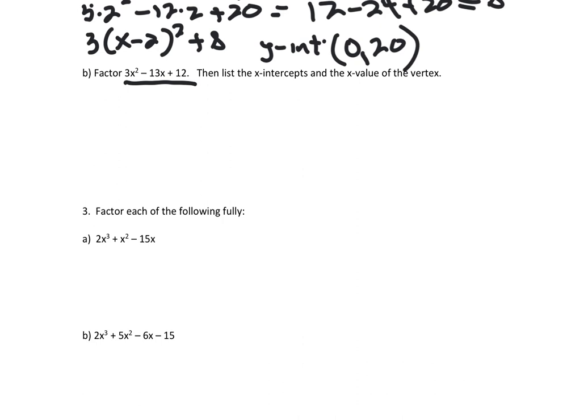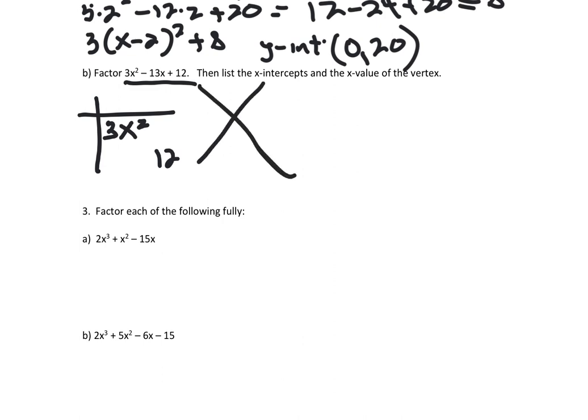So the method we're going to use is where we set up this table and we immediately put in the 3x squared and the positive 12 into these two positions here. We're then going to look for the two values that multiply to 36 and add up to negative 13. The reason that we want them to multiply to 36 is that's what we get when we multiply 3 times 12. What we want them to add to then is negative 13, which is just the coefficient of the x term here.